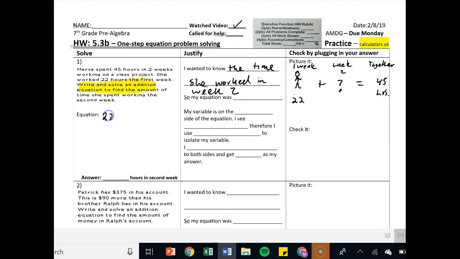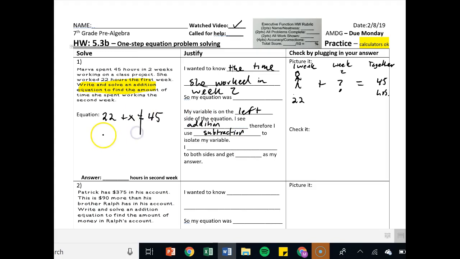So that kind of helps us with our equation, right? Our equation should be 22 plus x is equal to 45. It checks off the boxes, right? We've written an addition equation just like they asked us. So the variable is on the left. I see addition. So therefore I'm going to use subtraction to isolate my variable. So let's go ahead and do that.